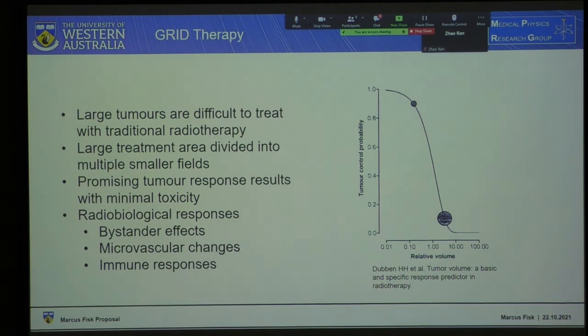It's a bit unclear exactly what is going on, but it's clear it has something to do with bystander effects, where there are intercellular signals from irradiated cells to unirradiated cells, and microvascular changes where endothelial apoptosis occurs in the tumor volume, and then immune responses. There's quite a bit of research on the interplay between the immune system and the tumors being beneficially changed when only small fractions of the tumor are irradiated.